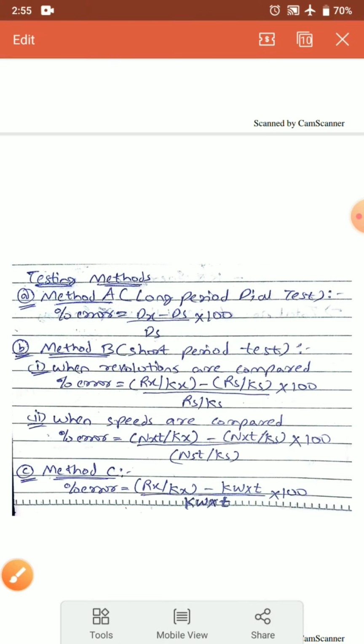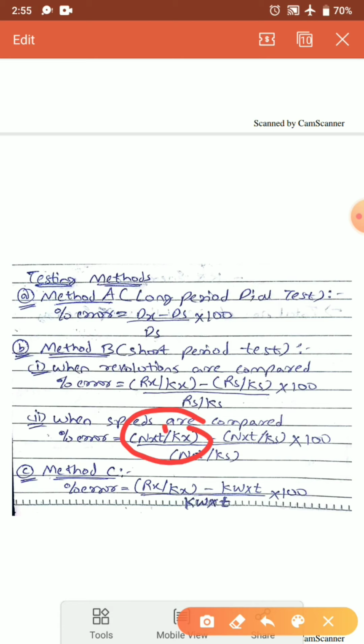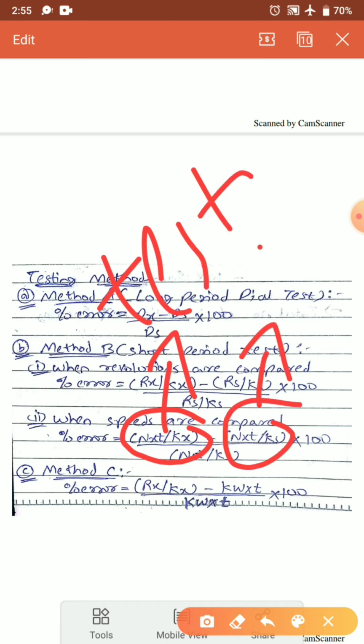The next is when speed is compared. When we are talking about the comparison of speed, nx by Kx is nothing but the energy recorded by the meter under test, and similarly for the standard meter. nx is the speed of the disc of the meter under test, and Kx is the number of revolutions to make 1 unit for the meter under test. Ks is the number of revolutions that have to be made for the standard meter.